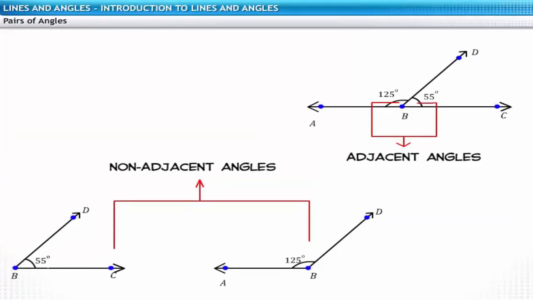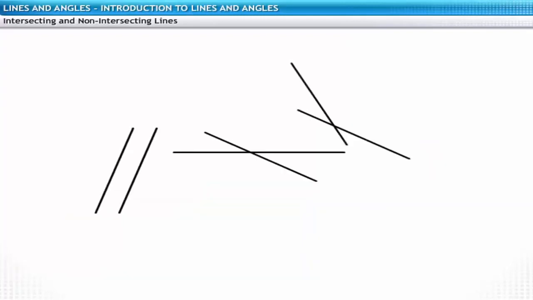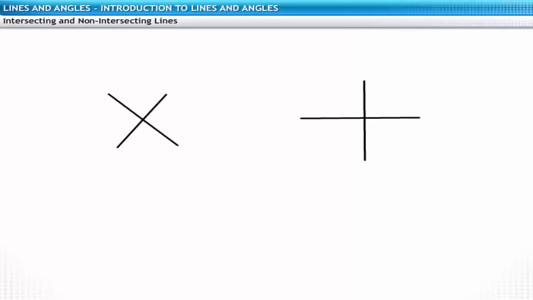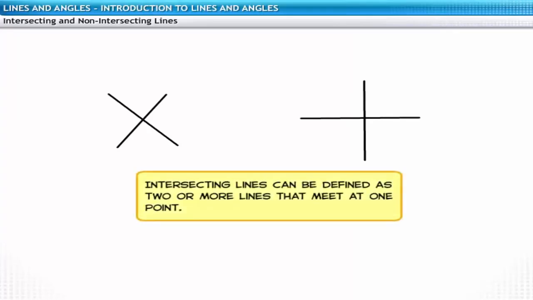Just as we have different types of pairs of angles, we have different types of lines too. Look at these lines. You can see some lines passing through each other while others are not. Let's look at this set of lines. They are crossing one another at a single point. Such lines are called intersecting lines. Intersecting lines can be defined as two or more lines that meet at one point.